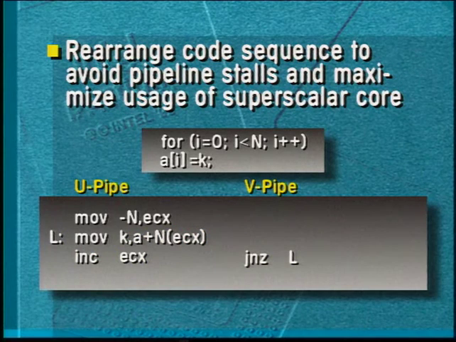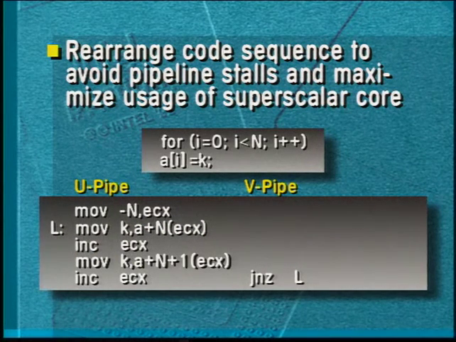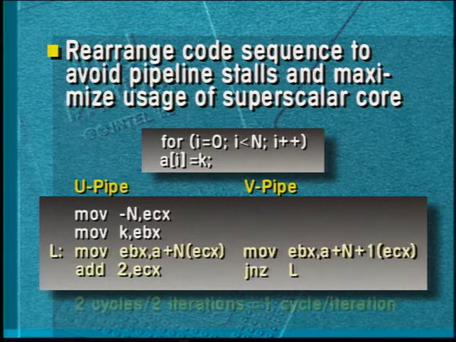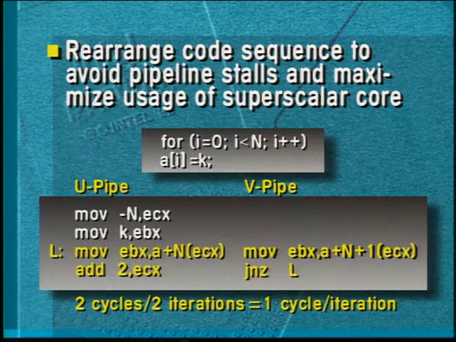We are again using the same example. Our new compiler technology further unrolls the loop and overlaps the instructions from two different iterations to take full advantage of the superscalar core. This gives a 2-cycle loop count for every 2 iterations, or effectively 1 cycle per iteration. This is one example of how our compiler technology maximizes the usage of the dual pipelines of the Pentium processor.